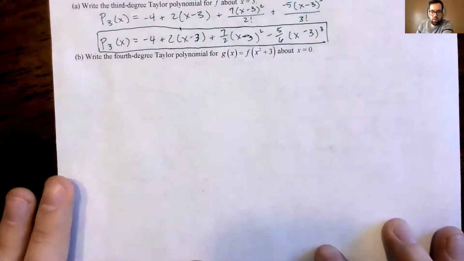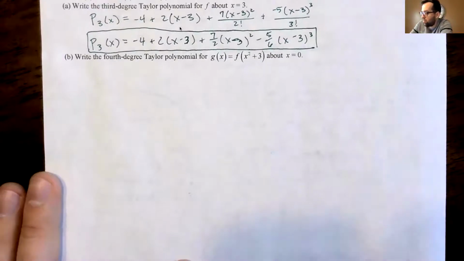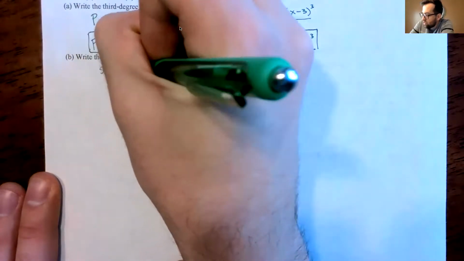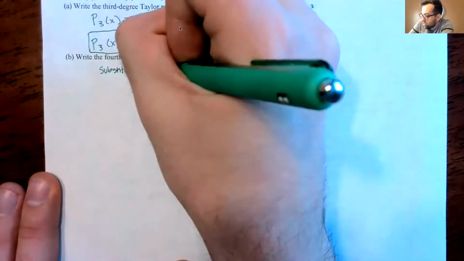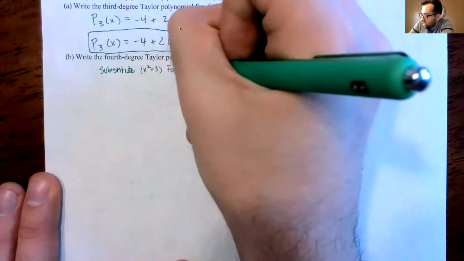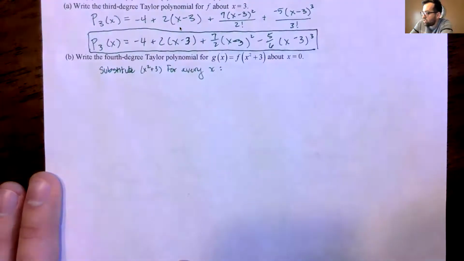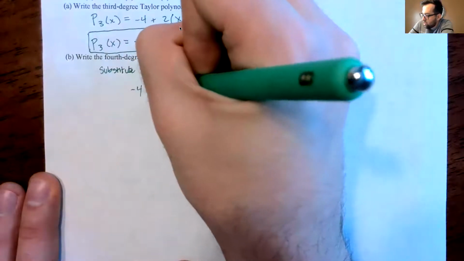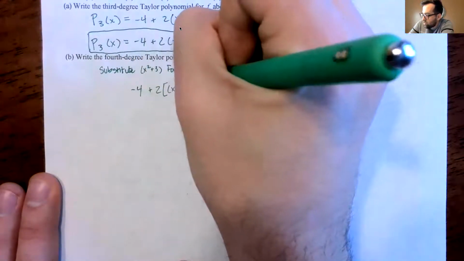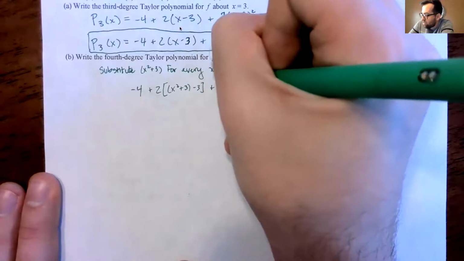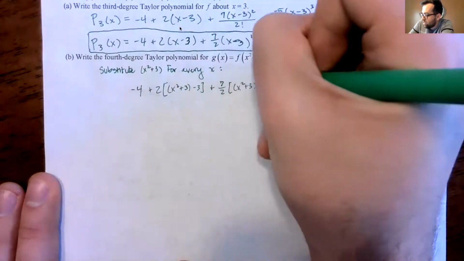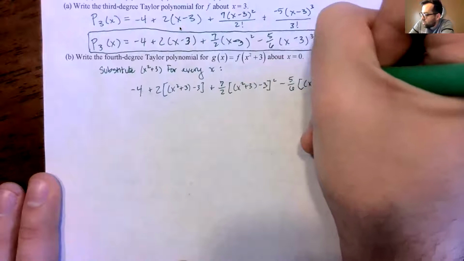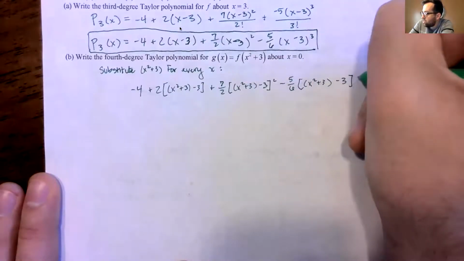And I'm going to try to explain what I'm doing as I go. So I'm going to substitute x squared plus 3 for every x in the approximation from above. So we end up with -4 plus 2 times (x squared plus 3 minus 3) plus 7/2 times (x squared plus 3 minus 3) squared minus 5/6 times (x squared plus 3 minus 3) cubed.